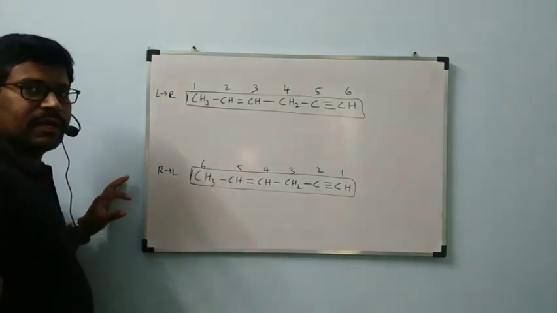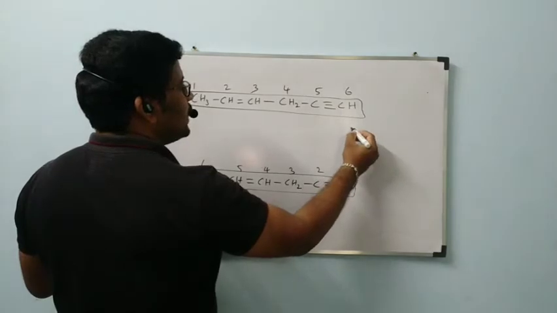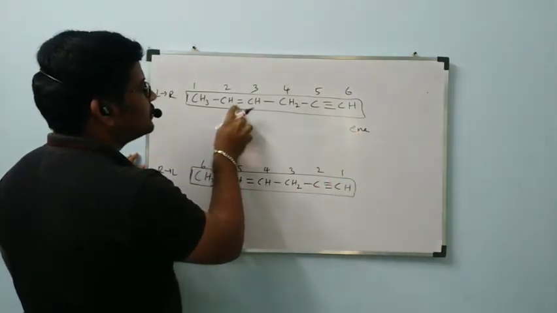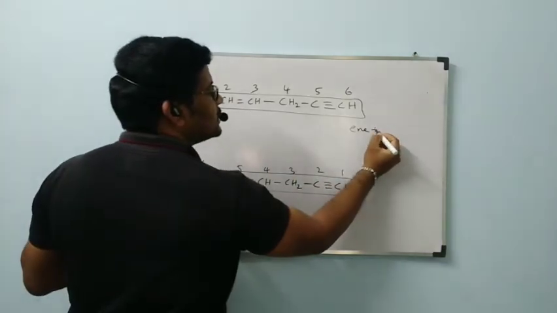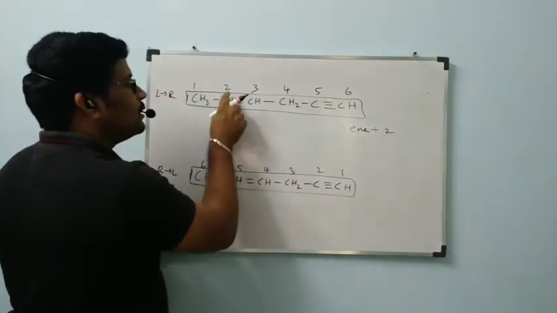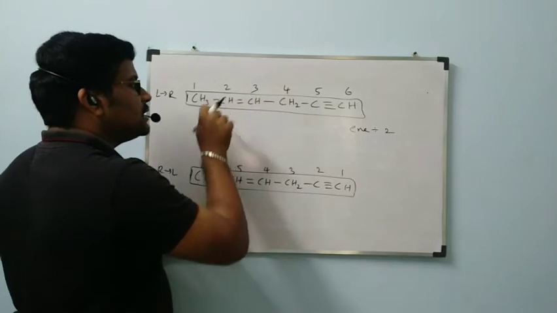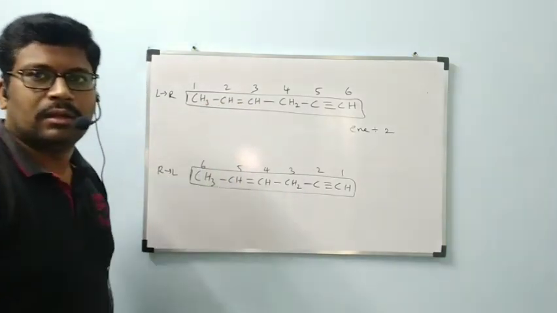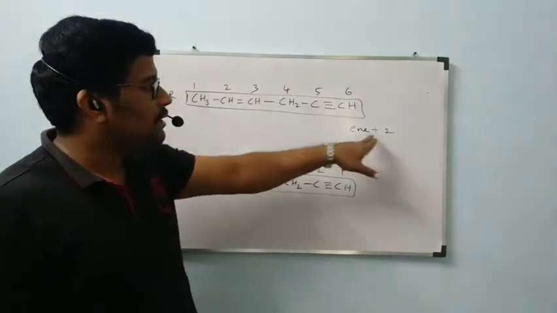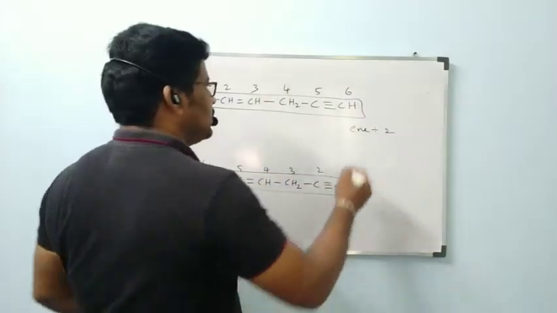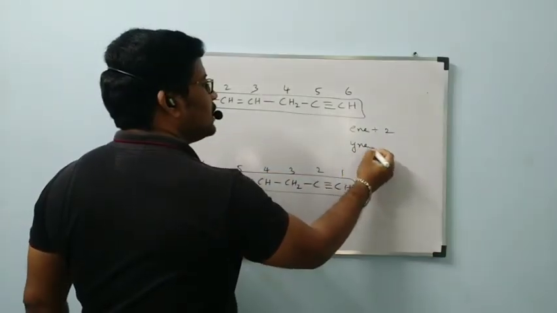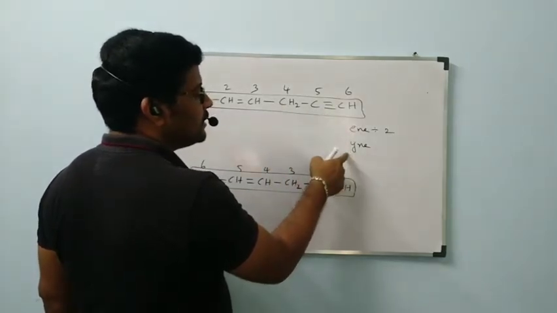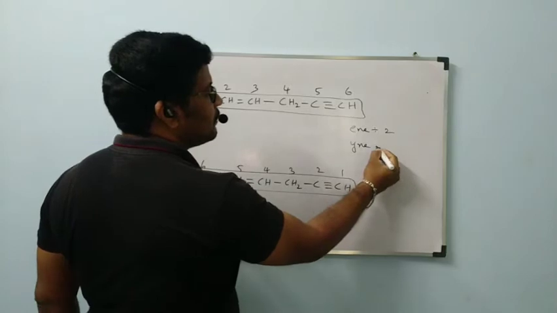Okay, in left to right, double bond means ene only, no? Ene is getting number 2. 2 and 3 are there, and the least number is 2, the first number I am going to take. So ene is present on 2. Next, triple bond means ine only, no? Triple bond is ine, present on 5.